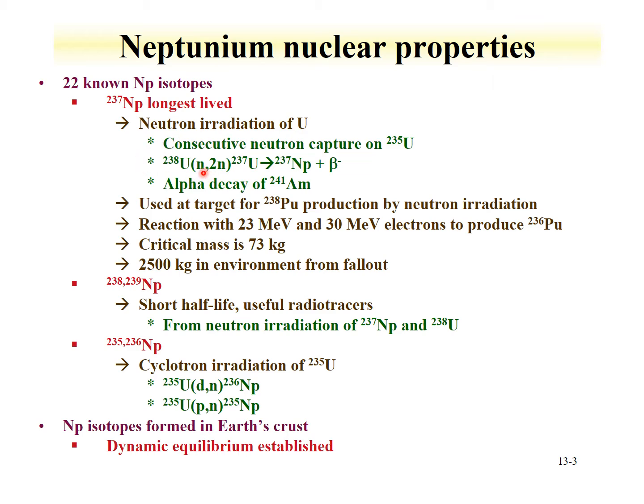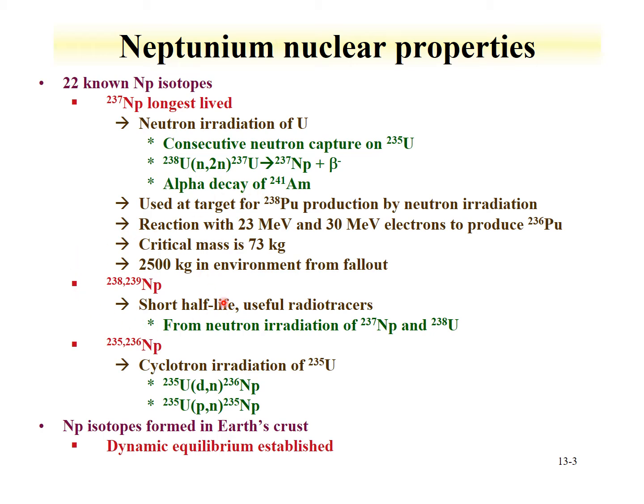There's also the n,2n reaction on uranium-238, creating the uranium-237, which then beta decays to Neptunium-237. And then lastly, in the nuclear fuel cycle, you can have formation of americium-241 from the beta decay of plutonium-241. The alpha decay of americium-241 creates Neptunium-237. One of the main uses of Neptunium-237 is for the formation of plutonium-238. Plutonium-238 is a very good heat source for producing batteries that can be used for remote applications such as space exploration.